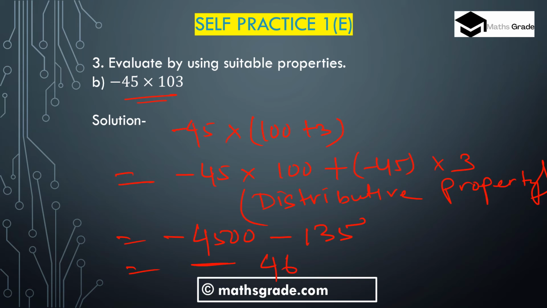5 plus 1 is 6. Minus 4635. This is the answer. Minus 45 multiplied with 103 is minus 4635. And the property used is the distributive property of multiplication over addition.